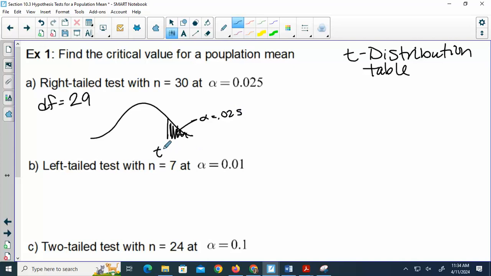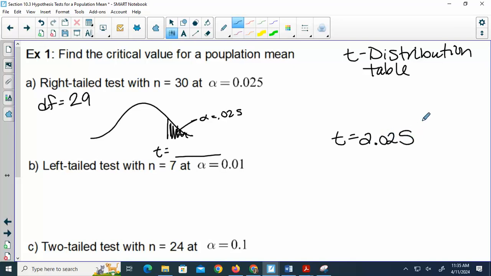You have to find the t that matches it. So if you look on your table, it tells you this table is giving us area to the right. So we are just literally going when our degree of freedom is 29, when our alpha is 0.025, where those things meet, and we get t to be what? 2.045.